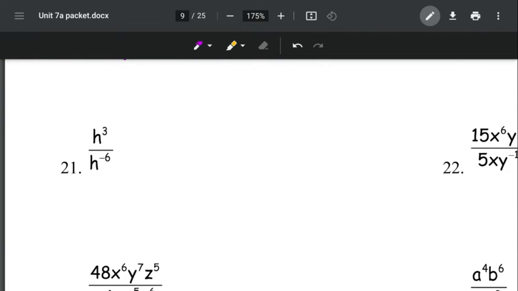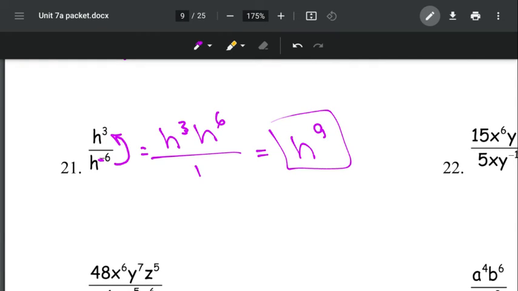Now, this is tricky. We're going to spend some extra time on this in the future during class. But if you have a negative exponent, that is illegal. You have to move it to the other side of the fraction. So this would become h to the 3 and then h to the 6 right next to it. So when they're on the same side of the fraction, you add them. Problems aren't a lot of work, but they sure are tricky.